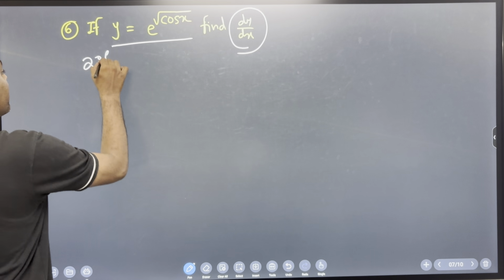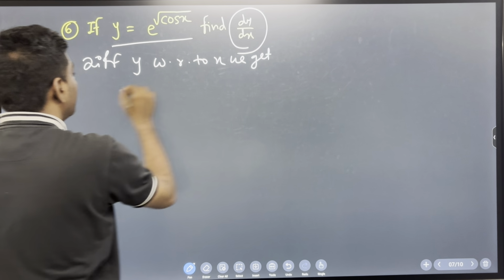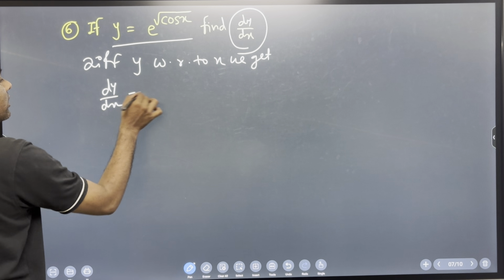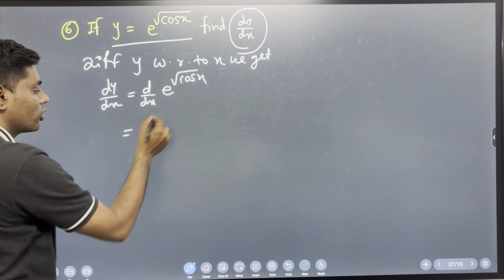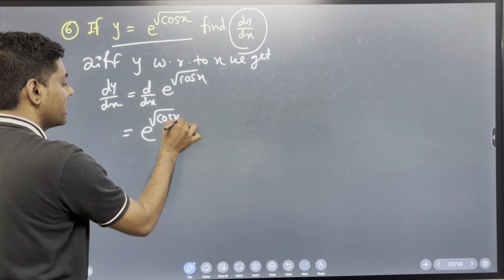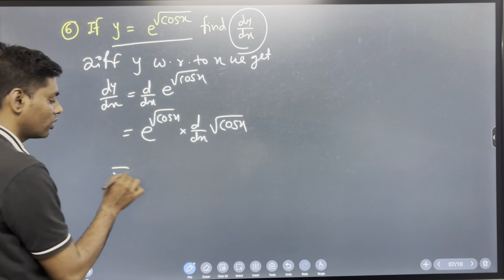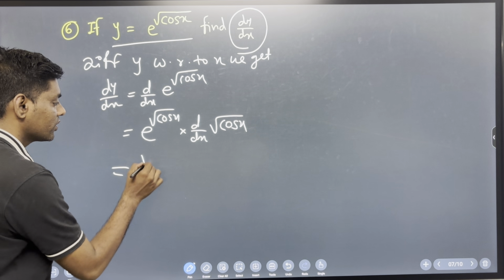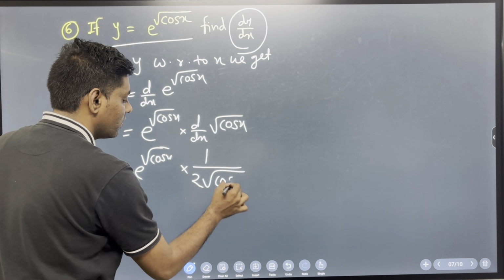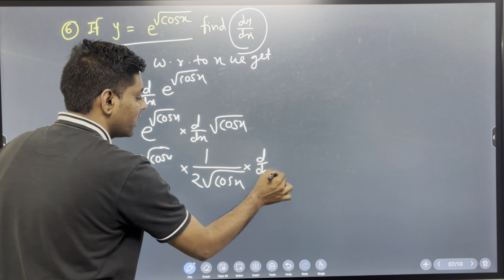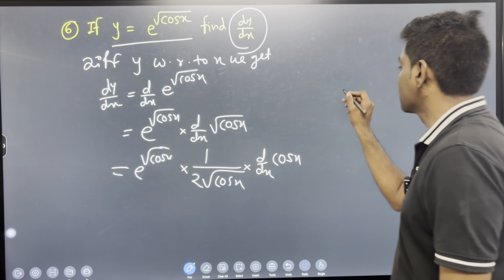Differentiating y with respect to x, we apply d by dx on both sides. So that is d by dx of e raised to under root of cos of x. What is the derivative of e raised to x? That is as it is. So we write it down as it is, and again take the derivative of that function. What is the function here? That is root of cos x, so e raised to root of cos of x. Again taking the derivative of under root, that is 2 into under root of cos of x, and after that what is remaining is cos of x, and we know the derivative of cos of x is minus sin x. So what is the final answer?